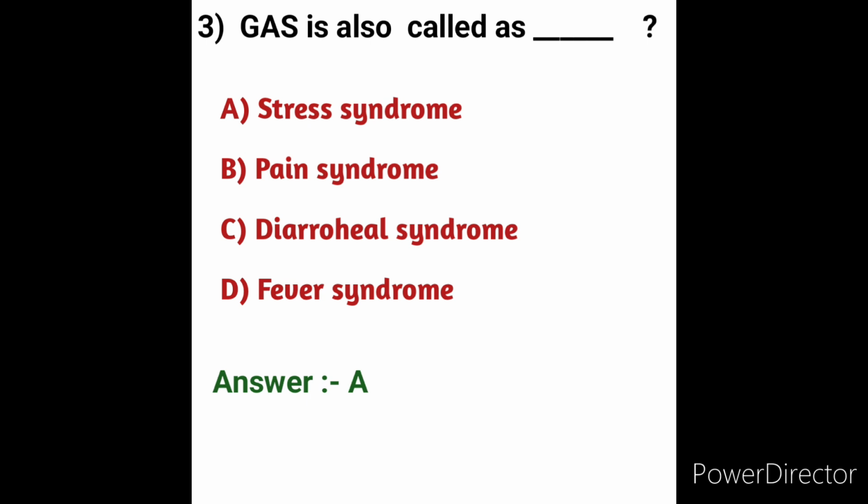GAS, general adaptation syndrome, describes the process your body goes through when you are exposed to any kind of stress. The stress is anything positive or negative. It has 3 stages. First one is alarm, second one is resistance, and third one is exhaustion. Here the GAS is due to the exposure of stress. So here option A, stress syndrome, is the correct answer. Next, move on to question number 4.